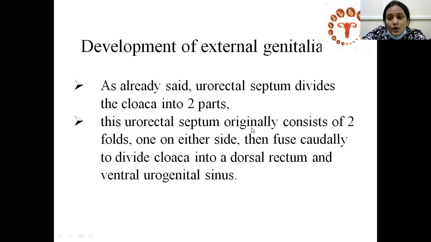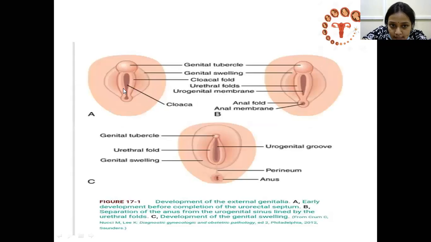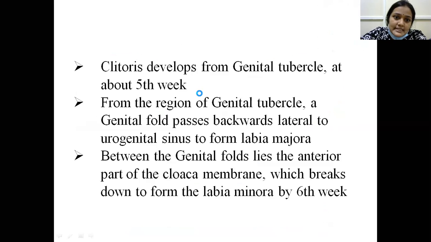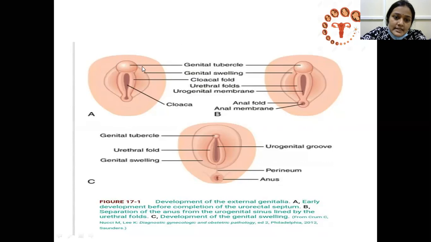The urorectal septum originally consists of two folds, one on either side. It develops and gets fused in the midline caudally, thus forming the rectum and the anal canal and dividing the cloaca into the urogenital sinus and the rectum. So here, the clitoris is the genital tubercle. This clitoris develops from the genital tubercle at about the 5th week of intrauterine life.